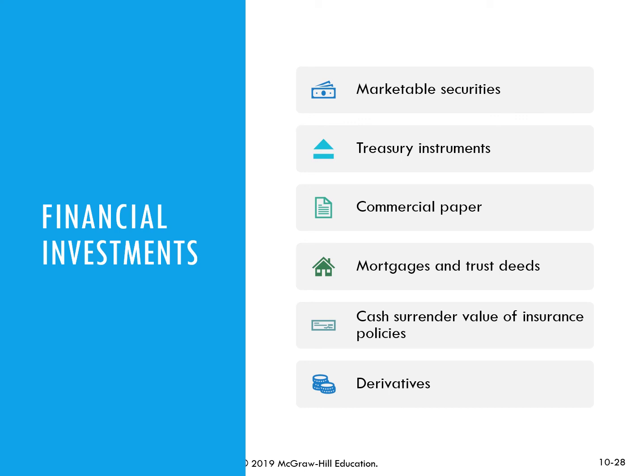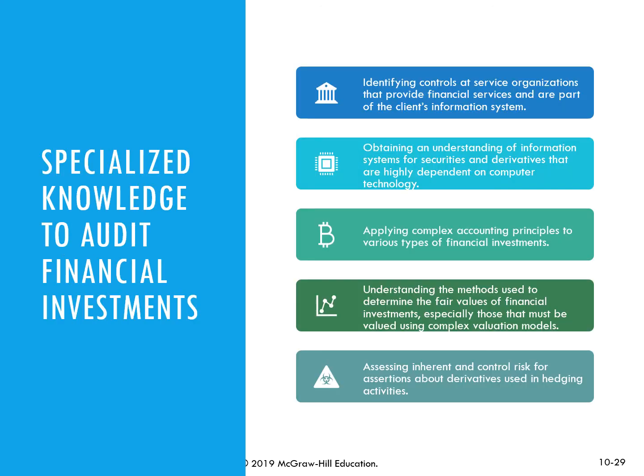Okay, let's talk really quickly about what financial instruments are, switching gears. Marketable securities, which is what you know of, stock market, treasury instruments, commercial papers, mortgages, cash surrender of insurance policy, and derivatives, which is something we'll have a lot of fun talking about in advanced accounting.